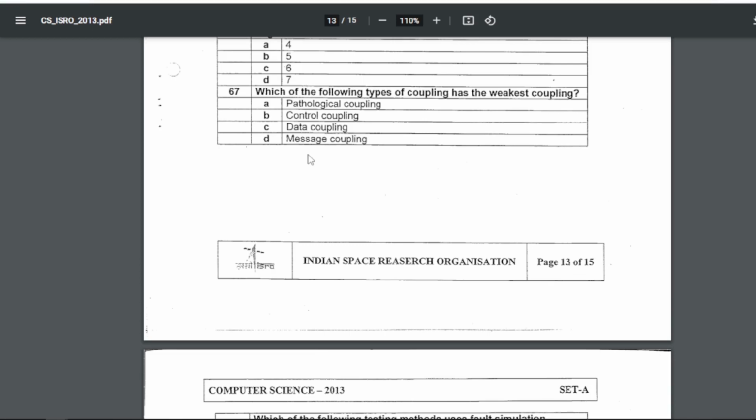So coupling, basically if we talk about the order, right, the coupling in the order from highest, that is least desirable, to lowest, that is most desirable. At first we have content coupling, that is highest, then common coupling, then control coupling, then stamp coupling, and at the last we have data coupling, which is weakest.